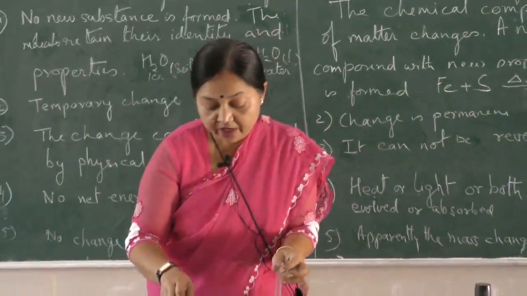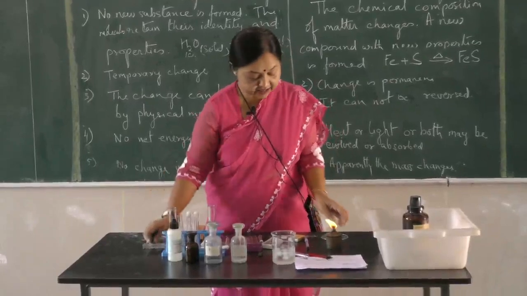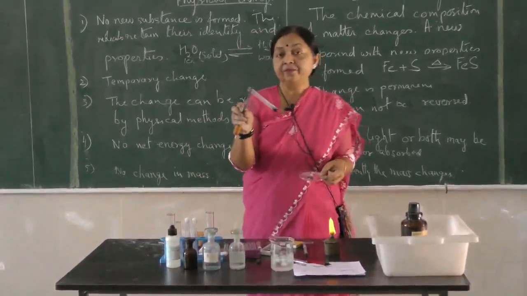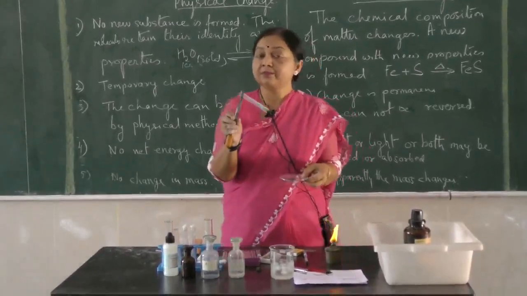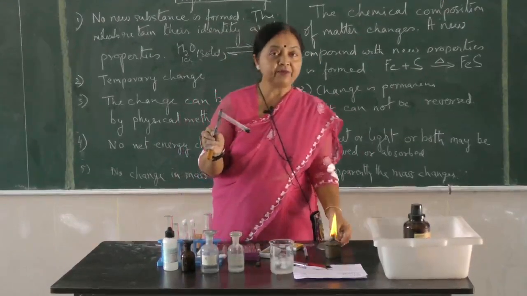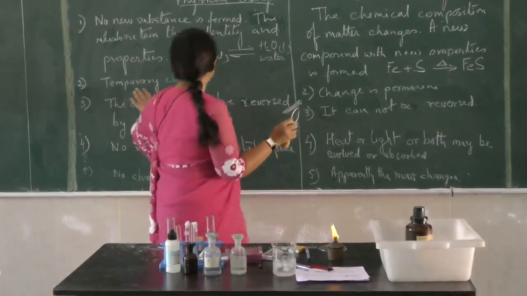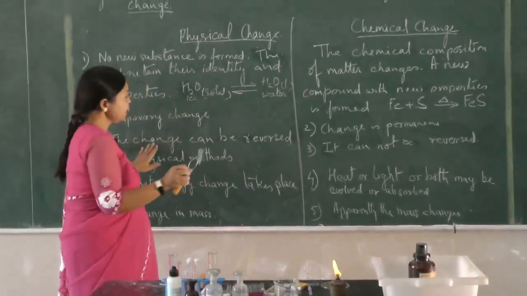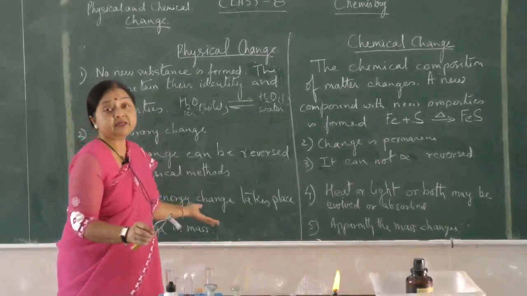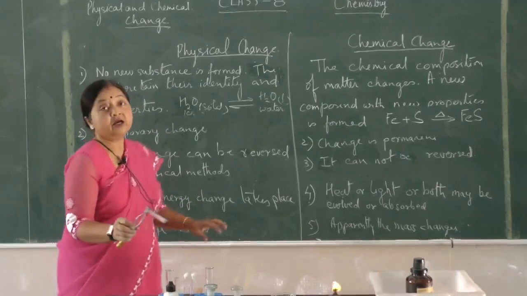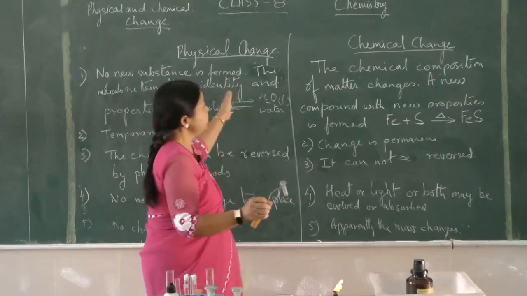Now what have we formed? We have formed a new compound by heating iron and sulfur together. From the mixture we could separate its components because it was a temporary change. By physical methods it could be separated. By the magnet I separated the iron and the sulfur was left. So it was a temporary change. The change could be reversed by physical methods and no net energy was taken. I did not heat the substance or anything. So this was a physical change. As long as it was a mixture, it was a physical change.